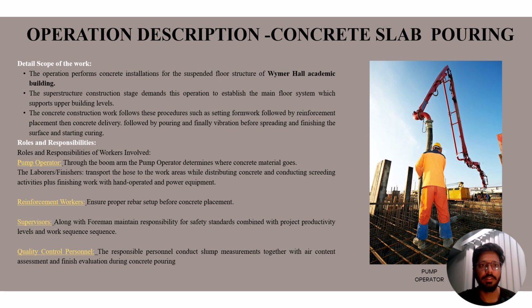So in this slide, we are going to talk about the operation description for the concrete slab pouring. I will be explaining the concrete slab pouring operation that we worked on at the Wilmar Hall project. It was a critical step for the building, as the floor was at a suspended height, on the upper levels. The process included formwork setup, rebar placement, concrete delivery and pouring, and along with it, vibrating and curing the slab is the main thing to do, which will gain the initial strength of the slab.